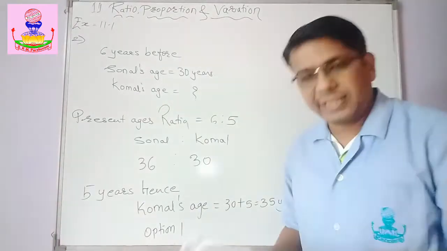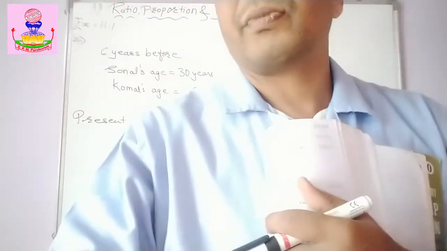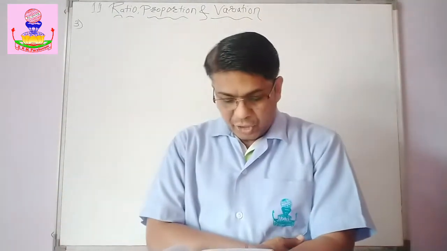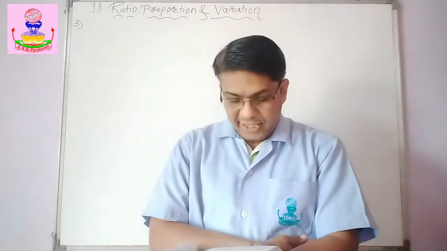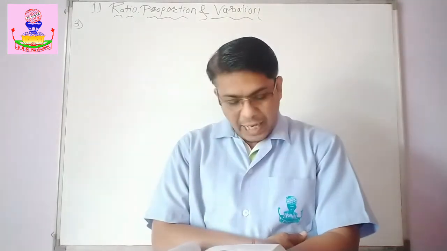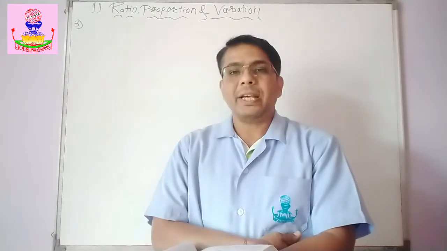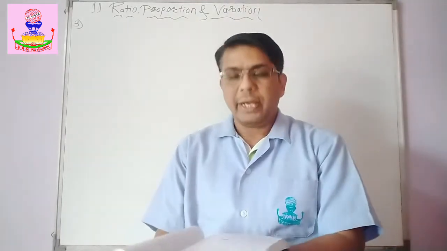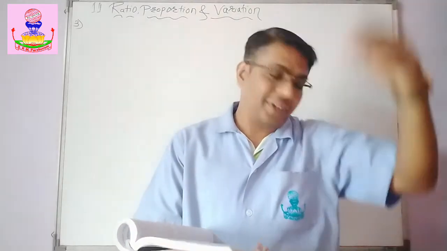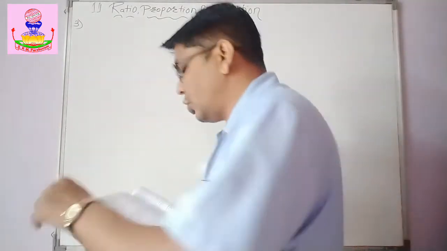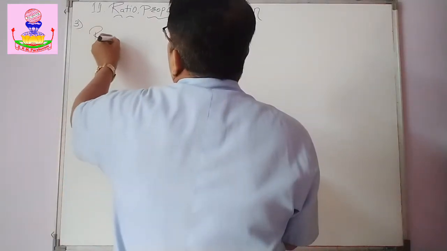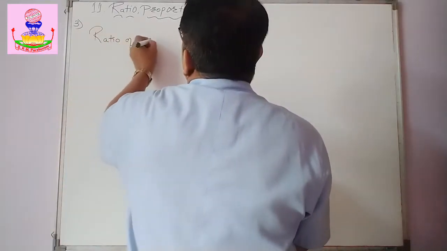Now let's move to the third example. The ratio of the present ages of the two brothers is 4:5. After 10 years, the ratio of the ages would be 6:7. Find the age of the elder brother after 15 years. Now, ratio of the present ages.